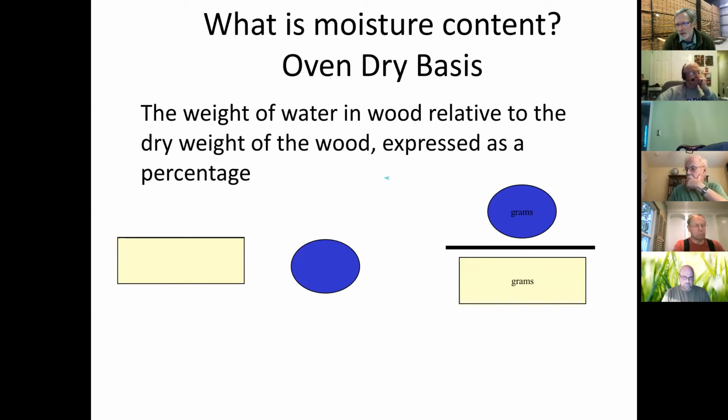So if I get a moisture content of 50%, that does not mean that 50% of the wood is water. That means the ratio of the weight of water to the dry mass of wood, or the dry weight of wood, is going to be 50%. And yes, I interchange mass and weight, because a physicist will get on me about that, but in general terms, we can do that.